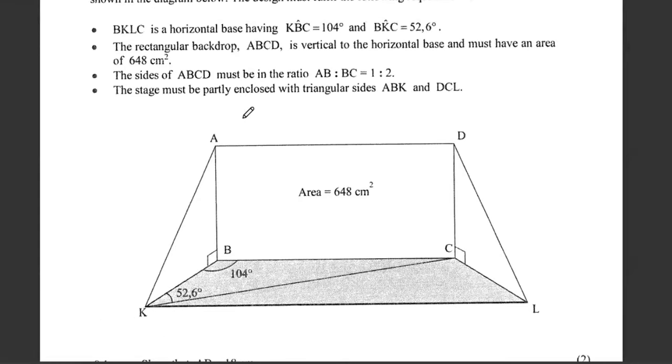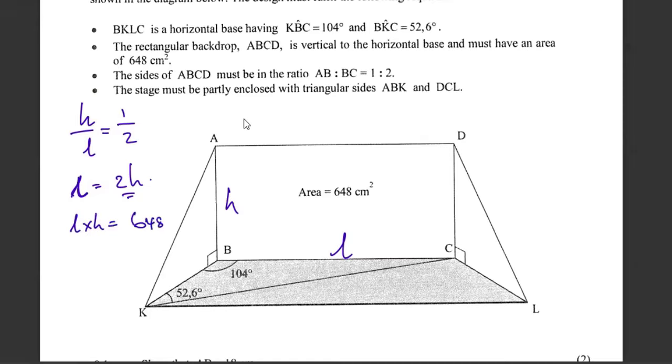Can we prove that AB is 18? If I call this my height and this is my length, they are telling us that the height over the length is 1/2, so the length is twice the height. But we know that the area is the length times the height, which is 648. Where there is L, let's replace it with 2h. So it's going to be 2h squared is 648. H squared becomes 324, and then the square root of 324 gives us 18.